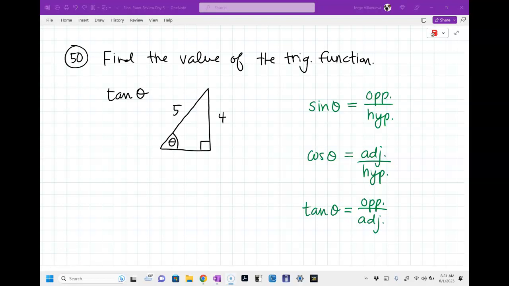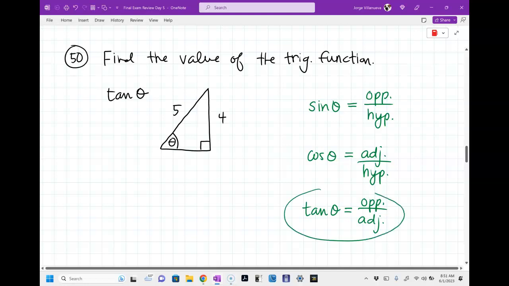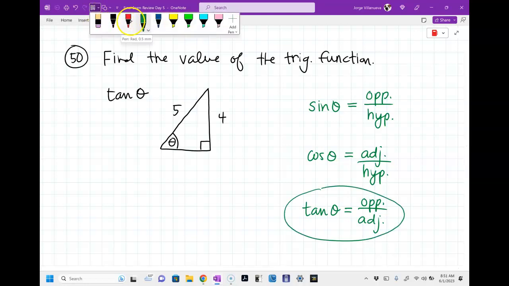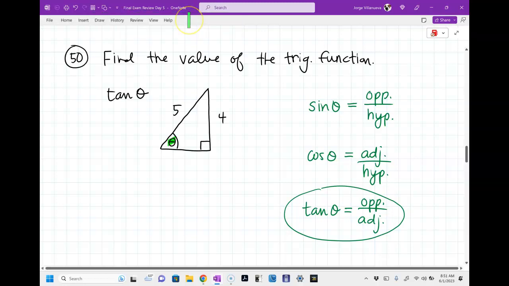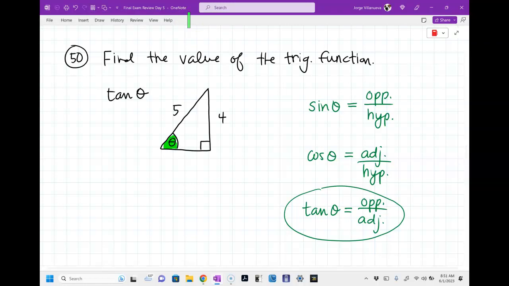All right, so for this right here, we're going to have to find tangent of theta, right? Now, tangent of theta is opposite over adjacent, okay? So we're going to want to use that. Now, this is my theta value right here, okay? This is theta. So the opposite side of theta is over there. That's 4. The adjacent side is here. Okay? Adjacent means next to. So if you notice, there's two sides that are next to that angle, right?